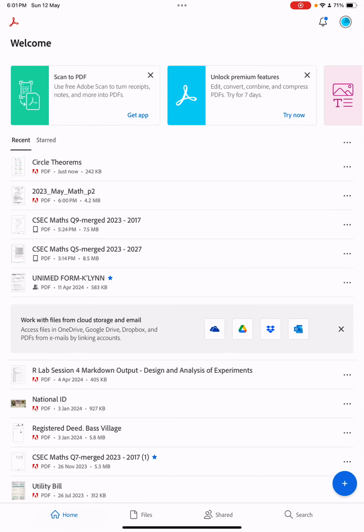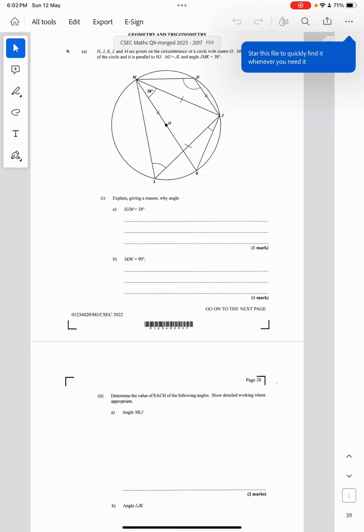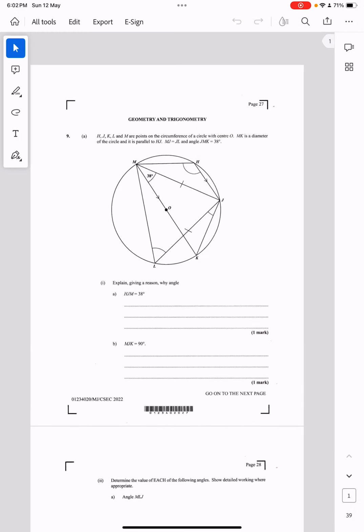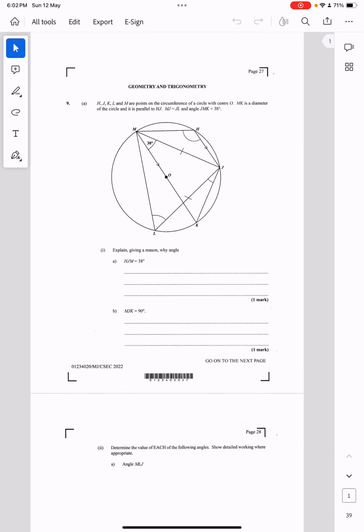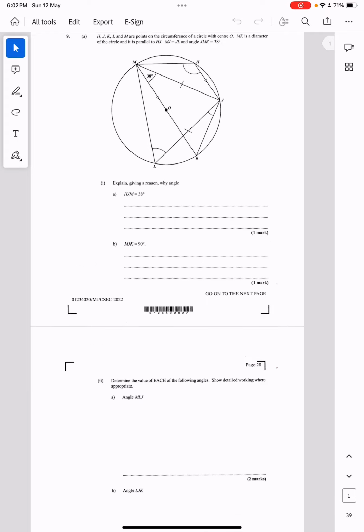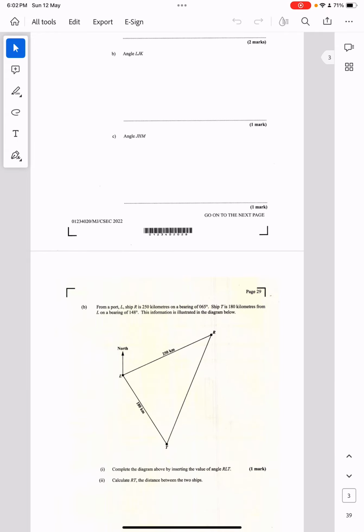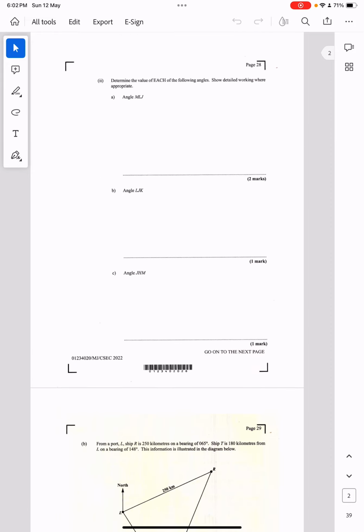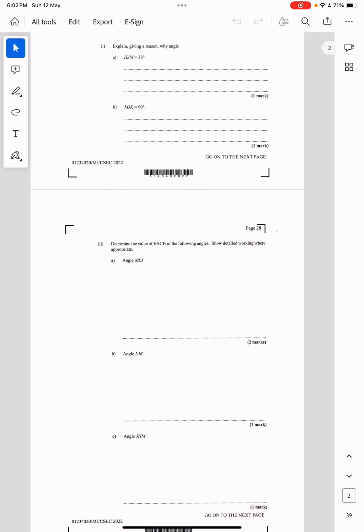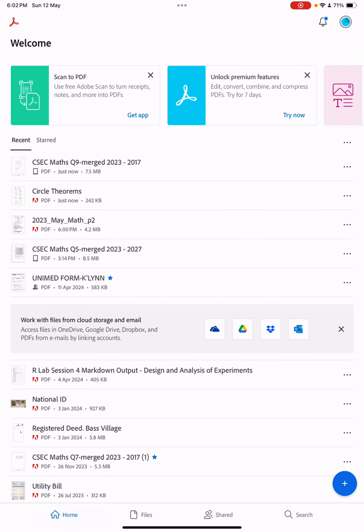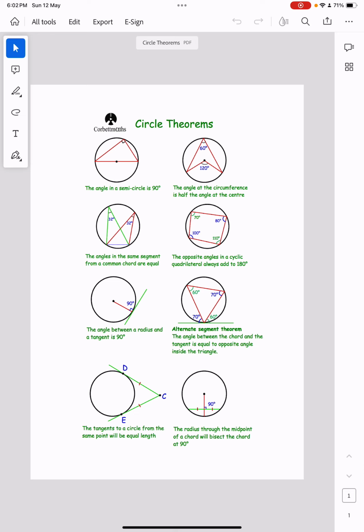So hello everyone. In this one we're going to be looking at CSEC question 9 questions. You would find a lot of circle geometry questions here, and then in the second part of the question you would find bearings, right? So I just want to point out what this question usually uses. For the circle geometry part of it, you would use the circle theorems, which are these.